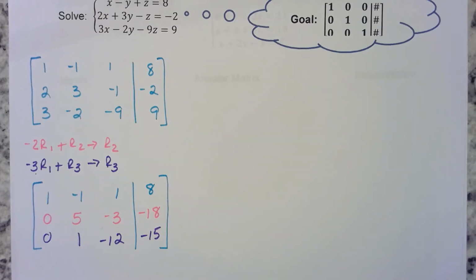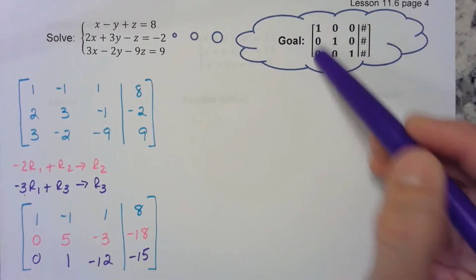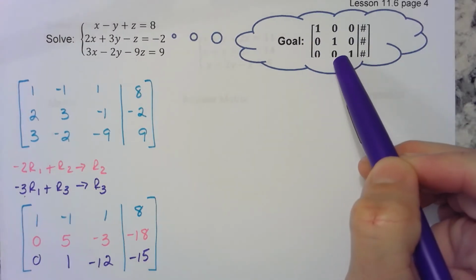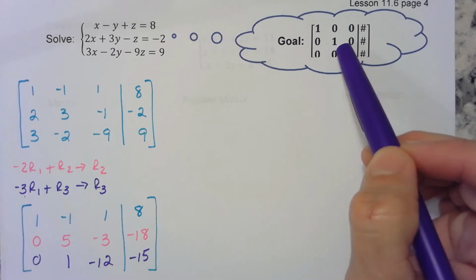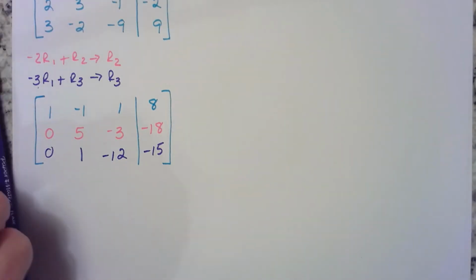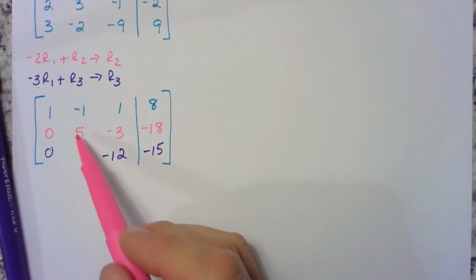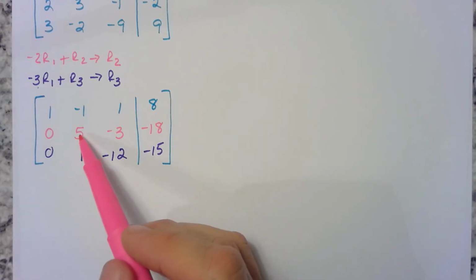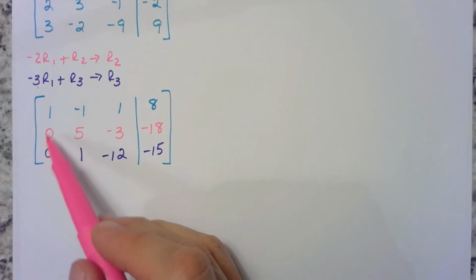So we have our first step. We have column 1 done. Now we move to the next column. We need this to be a 1 in the middle. Well, looking at this, if we were to switch these 2 rows, wouldn't we get a 1 there? And it wouldn't mess up our zeros, right?